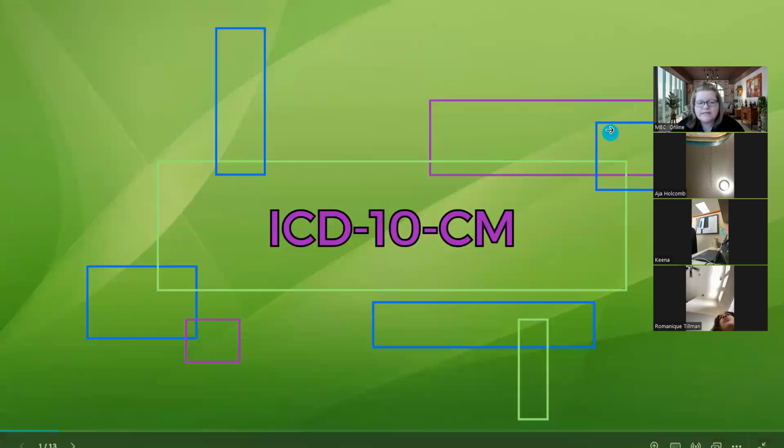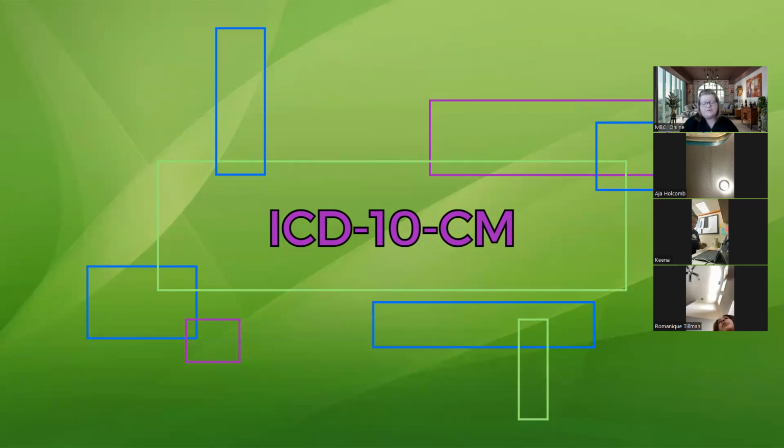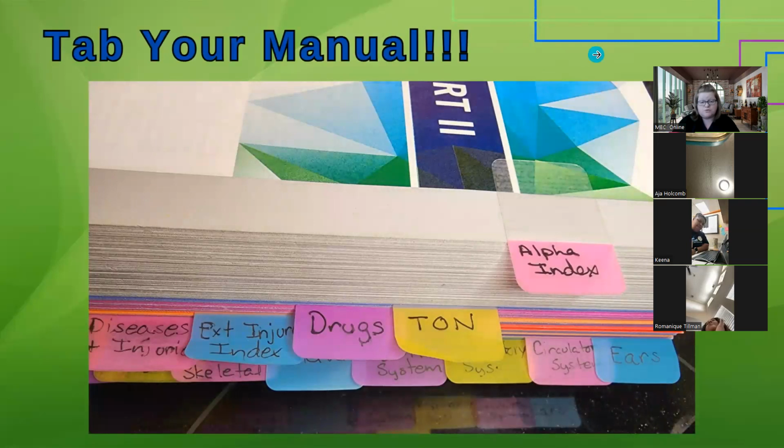Okay, so ICD-10-CM, and this is that huge manual, y'all. The big purple one, the biggest one there is. It's like 10 pounds of purple stuff, right? All right. So the first thing you're going to want to do, if you have not done so already, and I hope that you have, because I did mention it previously, is tab your manual.